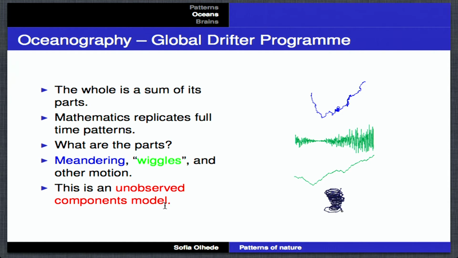Now, the first thing you see as you look at the blue curve as it changes across time is that it's actually slowly meandering. You're seeing where the drifter has been over a course of time. So what we need is some meandering drift. And that could, for example, be the green curve, which would be one particular mathematical model of making up drifting across time. Secondly, we need wiggles.